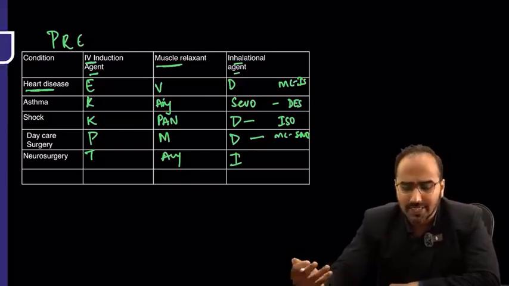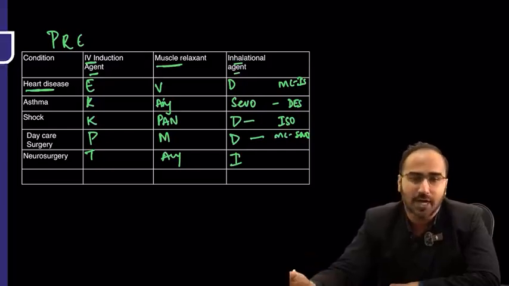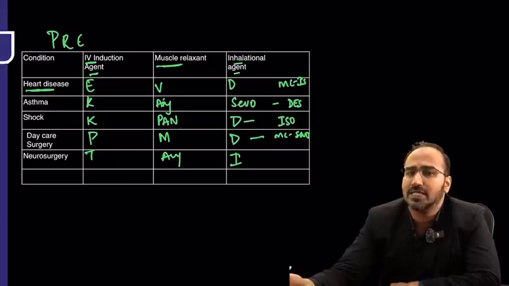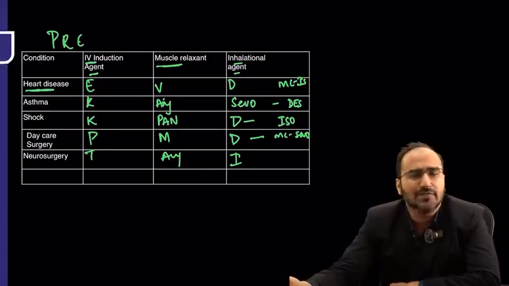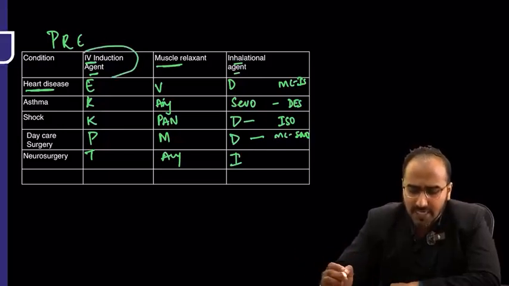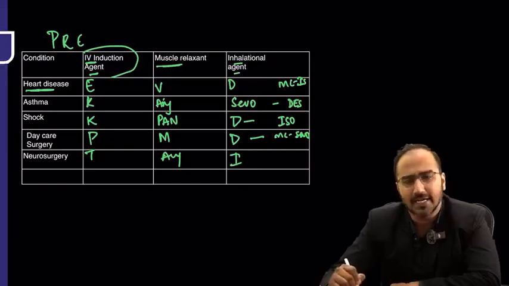Pre-oxygenation is done. Next is induction. In the induction phase, you have to give IV induction. In the induction phase, you also need to give muscle relaxant. And in the maintenance phase, you have to give inhalation agent. Remember, these are the main things. So these 3 drugs are important for general anesthesia: IV, muscle relaxant and inhalation agent.